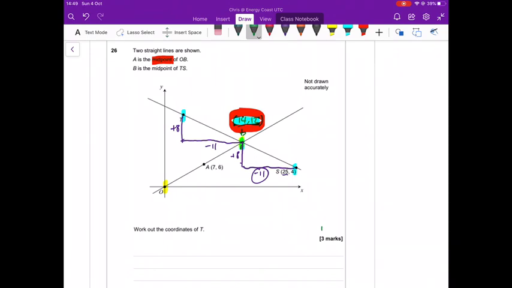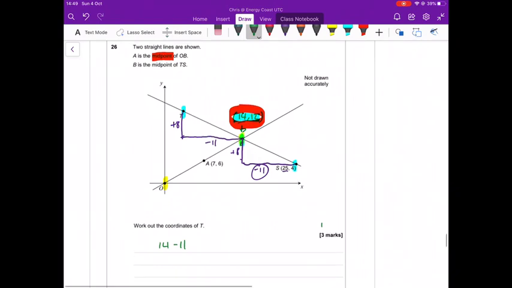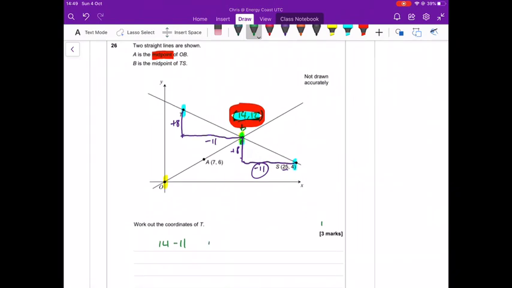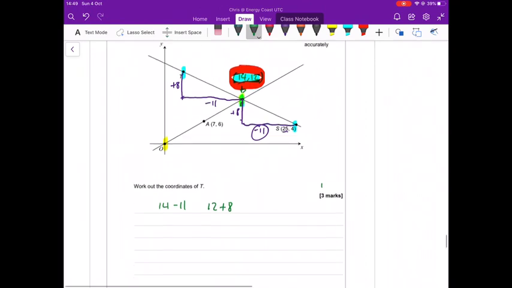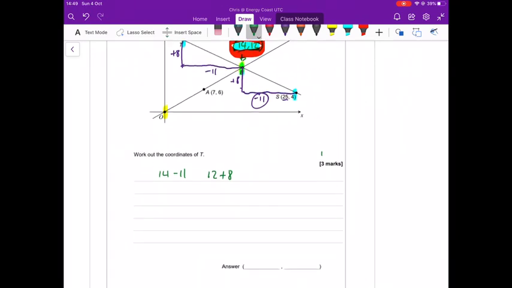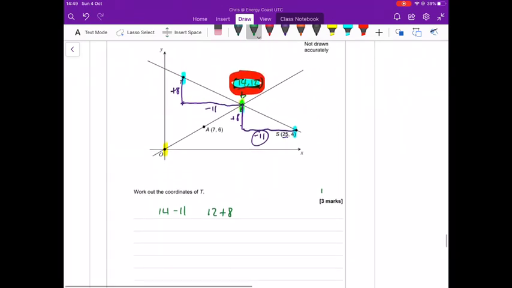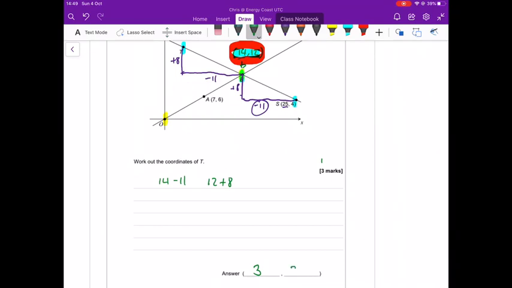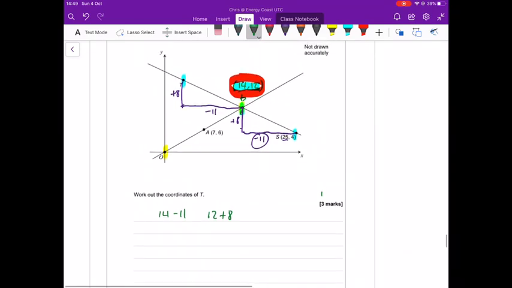I just need to take away 11 from the x thing. So I'm going to do 14 minus 11. And then I've got 12, but I'm going up another 8. So 12 add 8. And my coordinates to finish then are 14 take away 11, which is 3, and 12 add 8, which is 20.